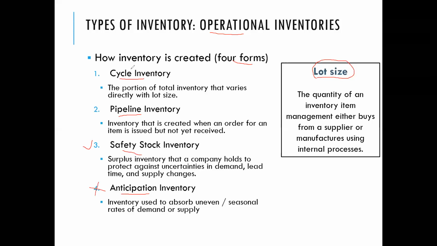Okay, now cycle inventory, as the name indicates, is the average amount of inventory in a cycle. It varies with lot size. What do we mean by it? I'm going to explain it on the very next slide. And then we have pipeline inventory. Pipeline inventory is the inventory that is created when an order of an item is issued, but we have not yet received that item. I will explain pipeline inventory in detail as well after I have explained cycle inventory.